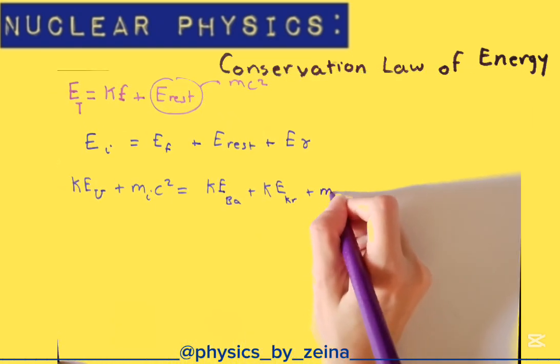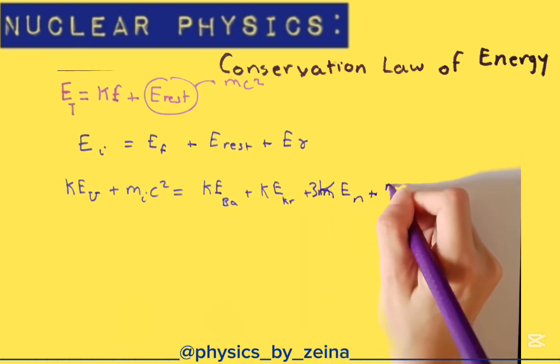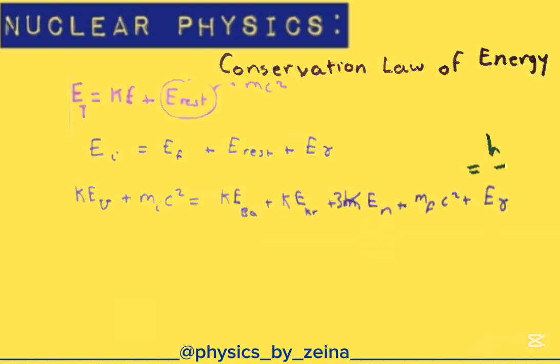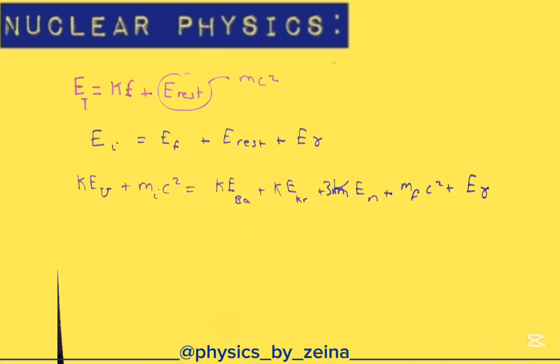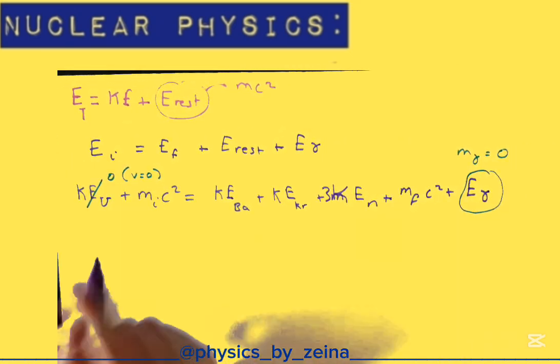of barium, krypton, and the 3 neutrons, and the final mass multiplied by the speed of light squared and the energy of a photon, which is Planck constant multiplied by the speed of light over the wavelength, since it has no kinetic energy for being massless. The kinetic energy of uranium is 0, since it was at rest, having velocity 0.